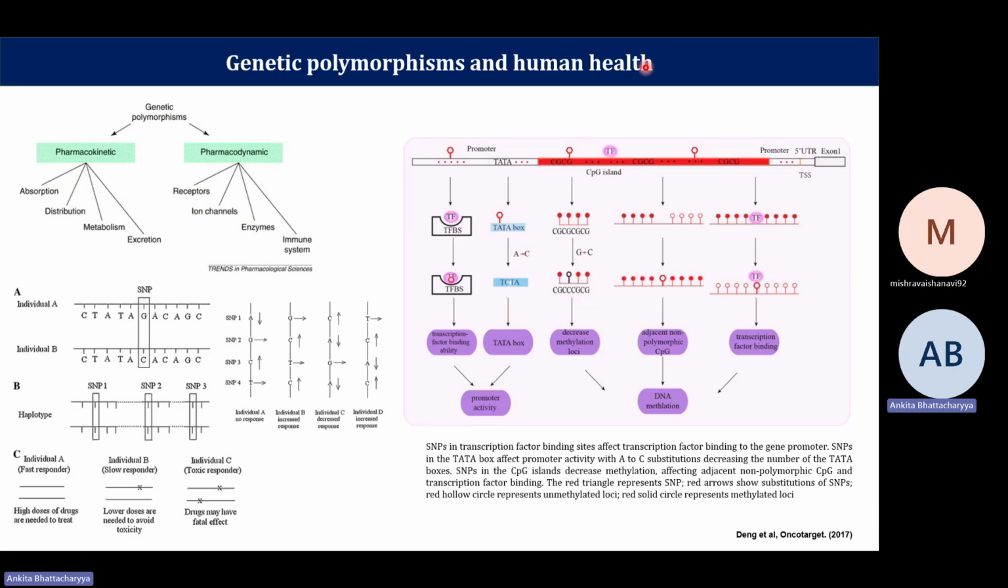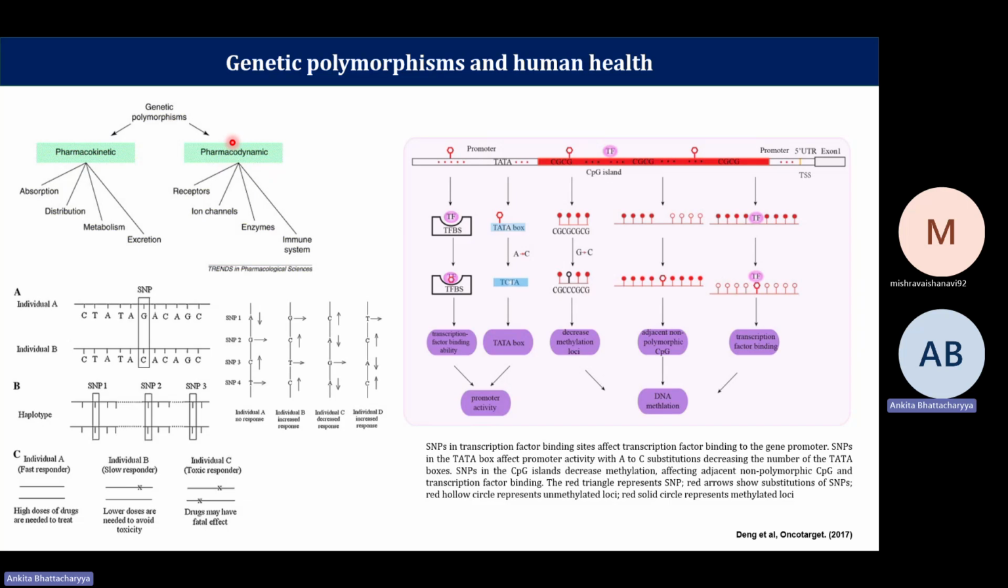Now, how do we understand the relevance of such SNPs or such genetic polymorphisms? The most common example that I've mentioned here as well is with respect to the response of different individuals carrying different SNPs, and their ability or their response to any sort of drug uptake is a major example of the same.